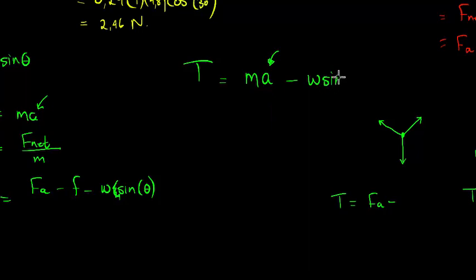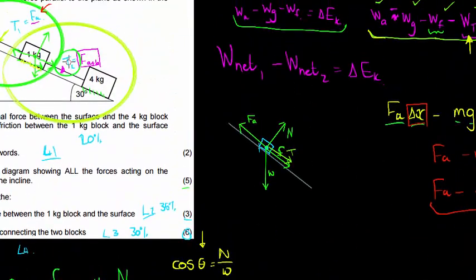I've got weight. It's weight sine theta because it's on an incline. If I'm talking about tension in rope T2, it is this. It's this thing's weight. That thing's weight has nothing to do with the tension in T2. Does that make sense?